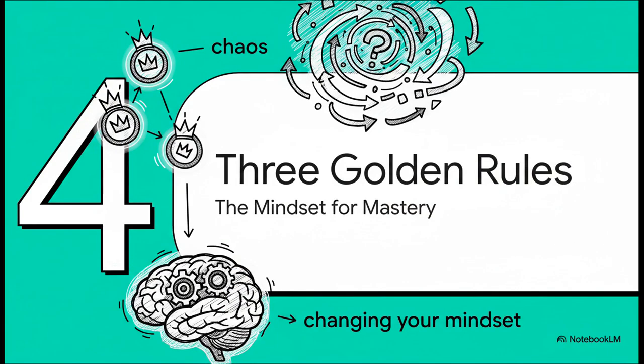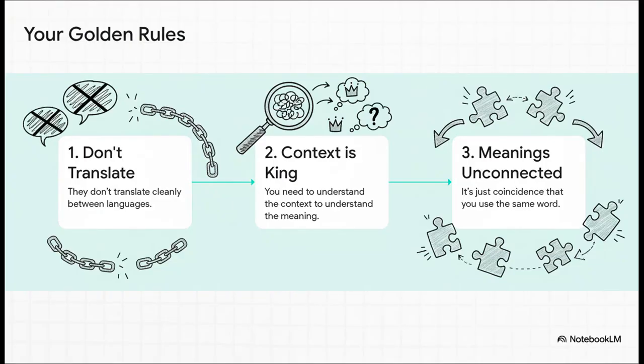Okay, section 4, 3 golden rules. So you're probably thinking, given all this chaos, how on earth do you actually master these things? Well, the secret isn't about memorizing endless lists. It's about changing your entire mindset. So here they are. These are the 3 rules you need to adopt. First, and this is a big one, stop trying to translate them word for word. They just don't map cleanly onto other languages. It doesn't work.